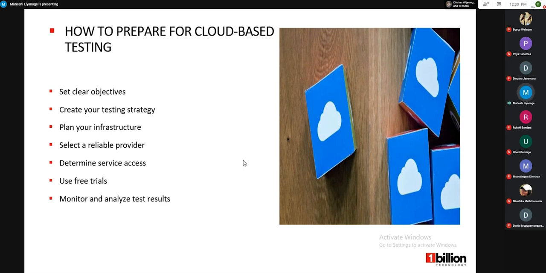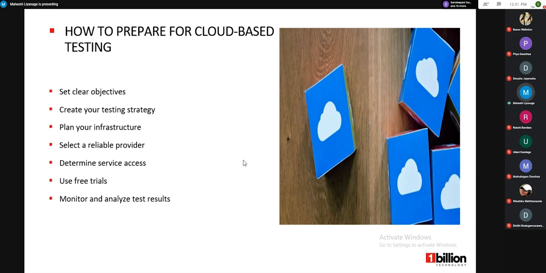And then you can use free trials. As I said earlier, these cloud-based tools offer some sort of free trials, like 10 minutes, 30 minutes. So using these, testers can do experiments on how these tools are working and what the advantages and disadvantages are. So by comparing them, you can choose one.